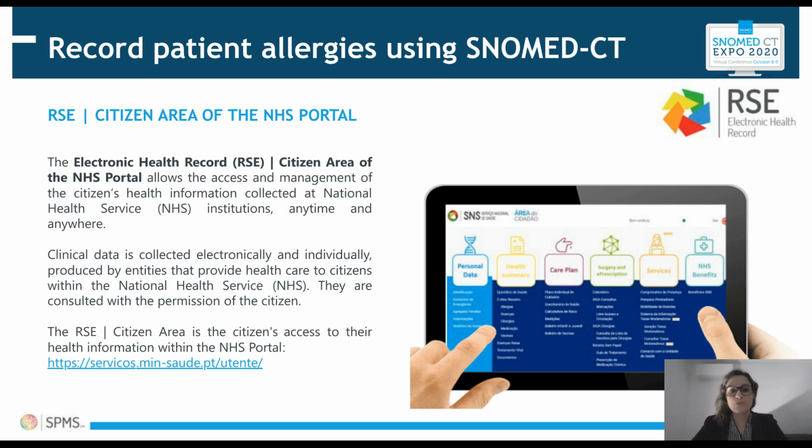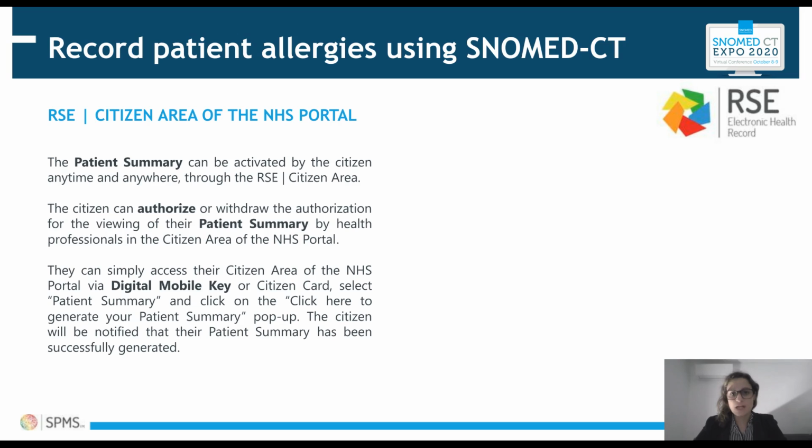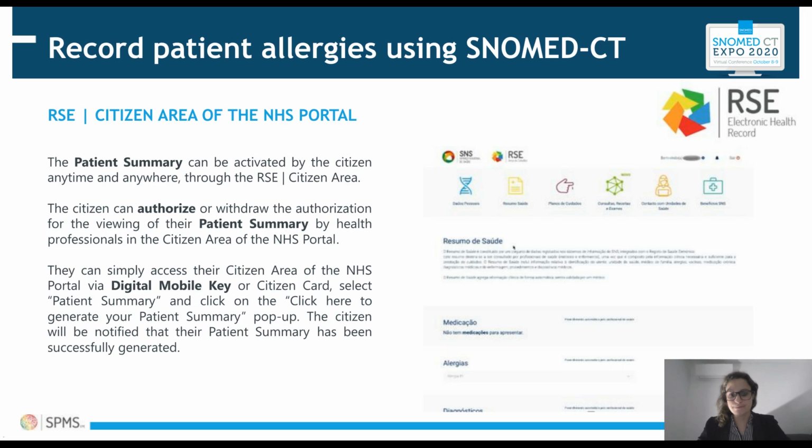The citizen area is the portal where the user accesses and views all interactions they have with the National Health Service, including future consultations in primary health care and hospital care. The clinical data is collected electronically and individually. Access to the citizen area is through the citizen card or with a digital mobile key. The digital mobile key is a simple, fast, and secure form of access, and it allows access to other public administration portals. It is a means of transversal authentication.